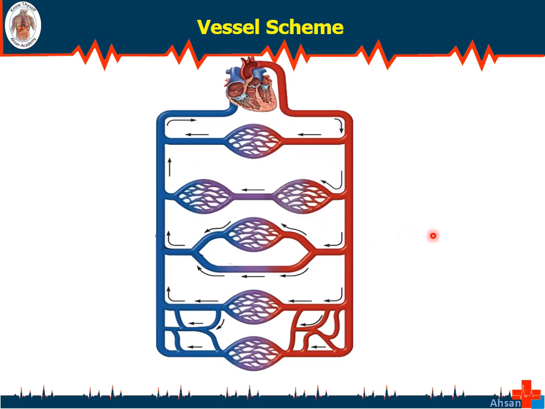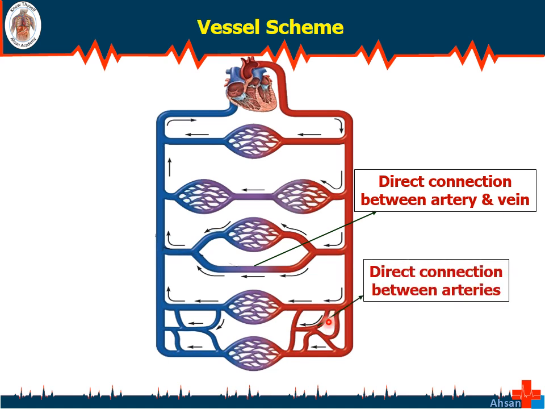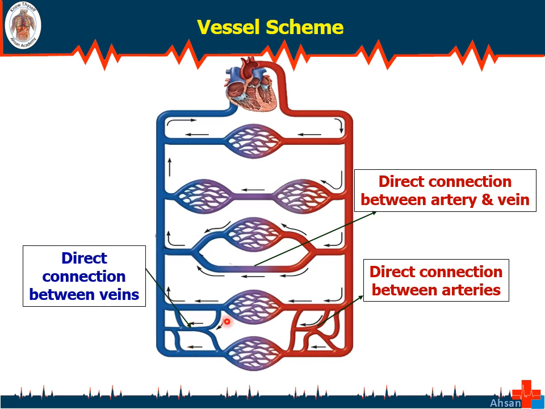This is a schematic diagram showing some communications between different parts. The artery is indicated by the red color, and the blue color indicates the vein. This connection is between artery and vein. The red color area means artery, and there are some connections making the arteries interconnected. On the opposite side, you can see the venous end, and some veins are connecting the veins.